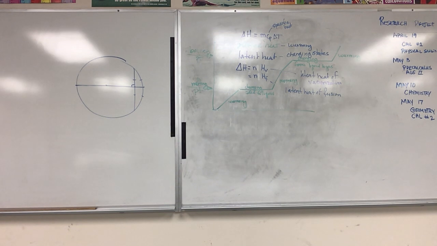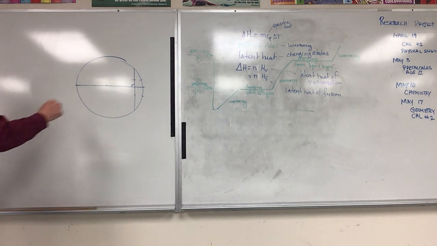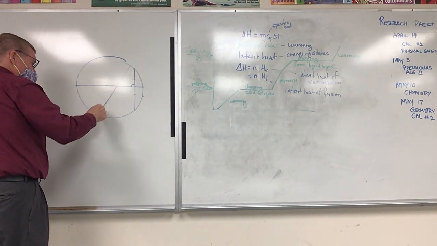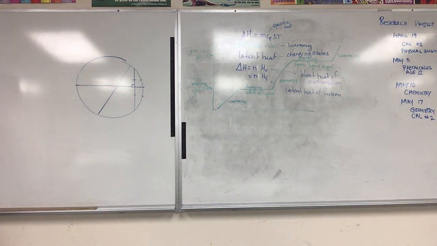If a diameter, or that could be a radius as well, because the radius is part of a diameter, is perpendicular to a chord, then it will bisect the chord and its arc. If I had this chord, it does not bisect because it's not perpendicular. The chord and the diameter must be perpendicular.